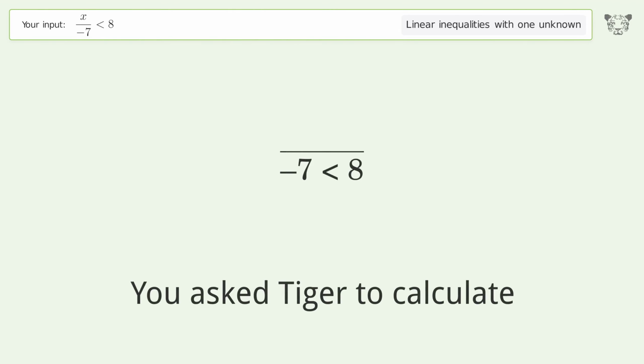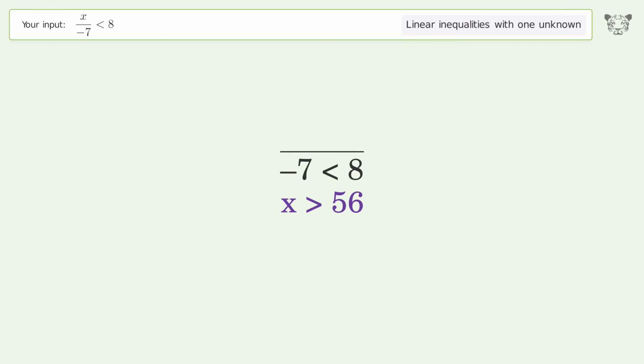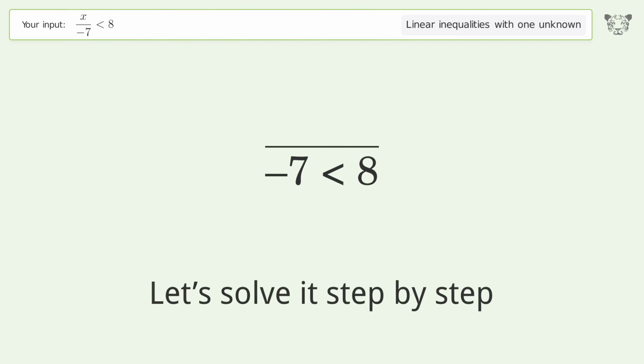You ask Tiger to calculate. This deals with linear inequalities with one unknown. The final result is x greater than -56. Let's solve it step by step.